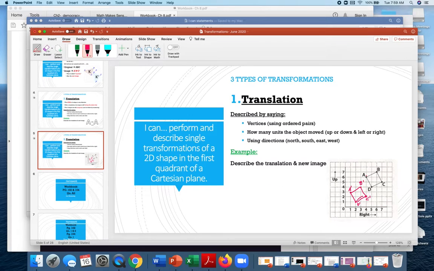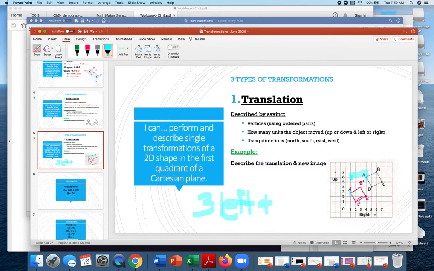How have I moved this image? Well, what I'm going to do is zoom in on one spot. I'm going to pick my A vertex, and then pick my A prime vertex here. You could choose any of them because it should all be the same. Now I'm going to count how far I've moved. Well, I've moved 1, 2, 3. So I've moved 3 to the left. Left. 3 left.